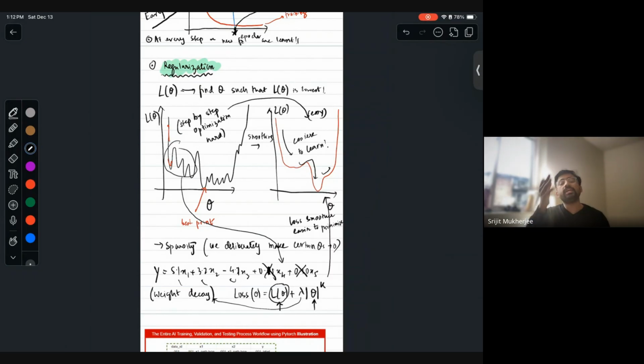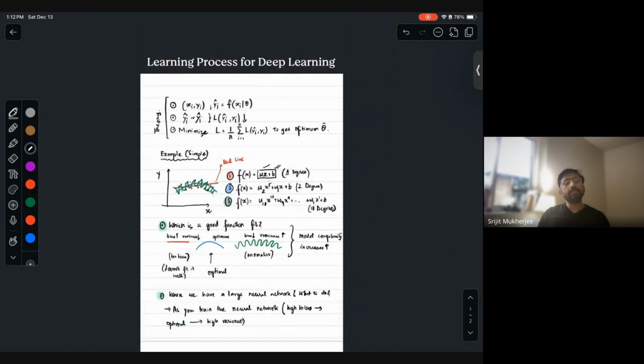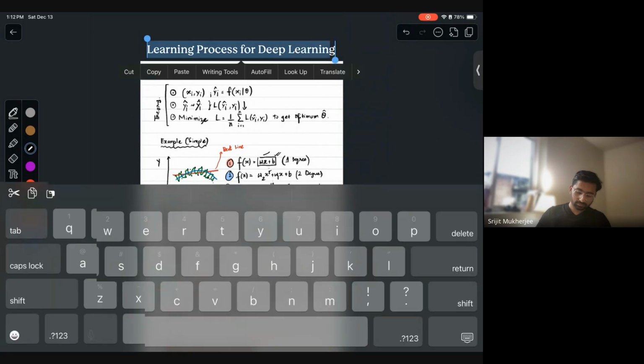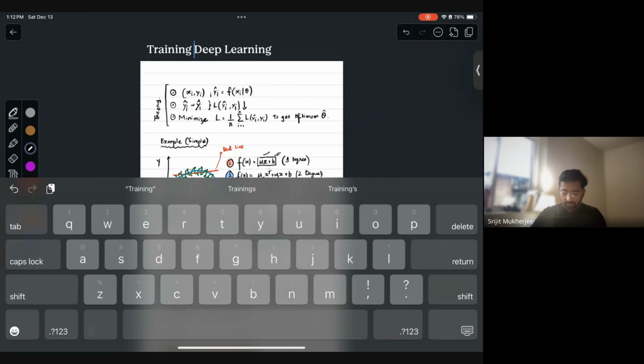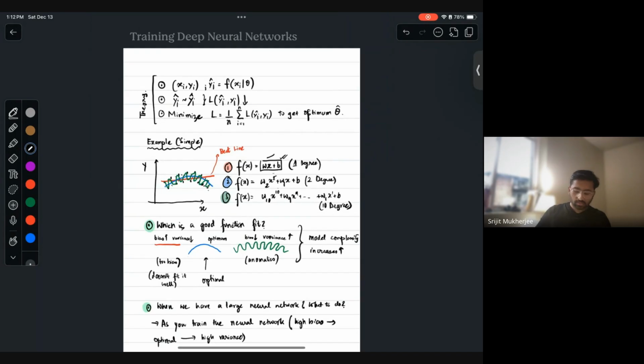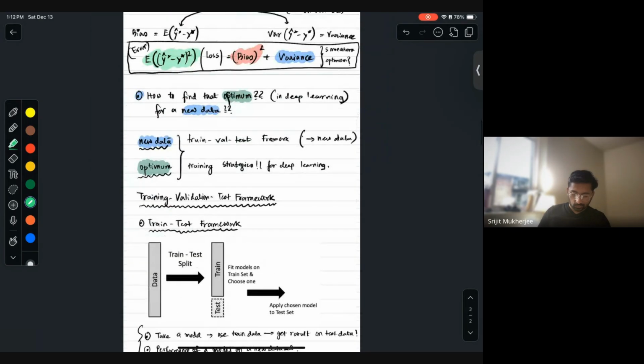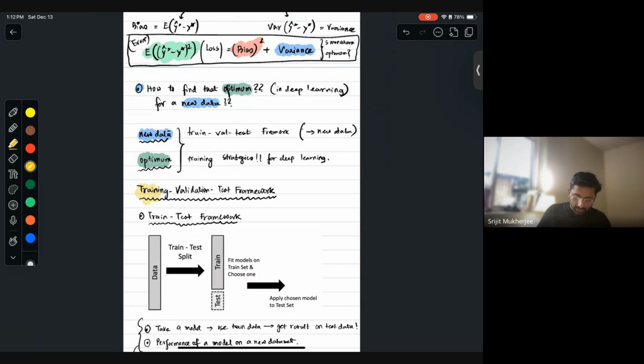So these are practical training methodologies for the deep neural network learning process. You can name it training deep neural networks. Okay, this is fundamental. We have learned the training, validation, test framework. First, we have learned this framework. This is just for one model.